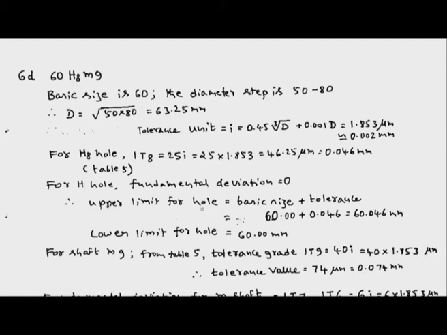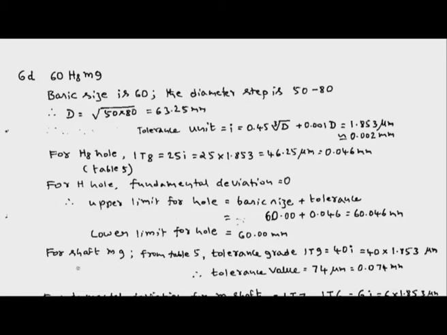So, the upper limit for the hole we can get by adding the tolerance value to the basic size. So, the basic size is 60 millimeter and the tolerance value for the hole is 0.046 millimeter, then the upper limit for the hole is 60.046 millimeter. Similarly, the lower limit for the hole is equal to the basic size, that is 60 millimeter.